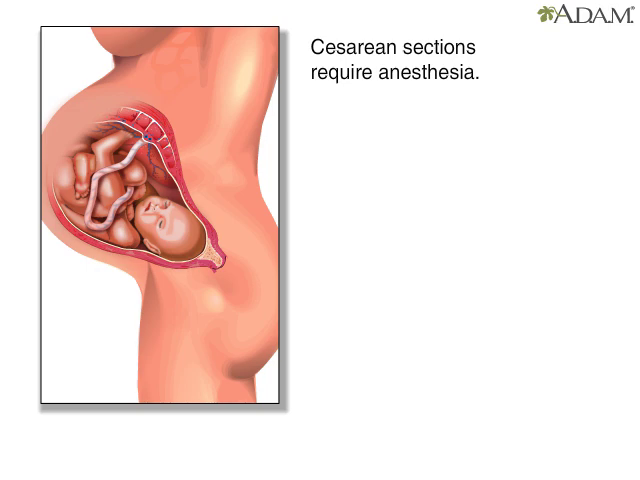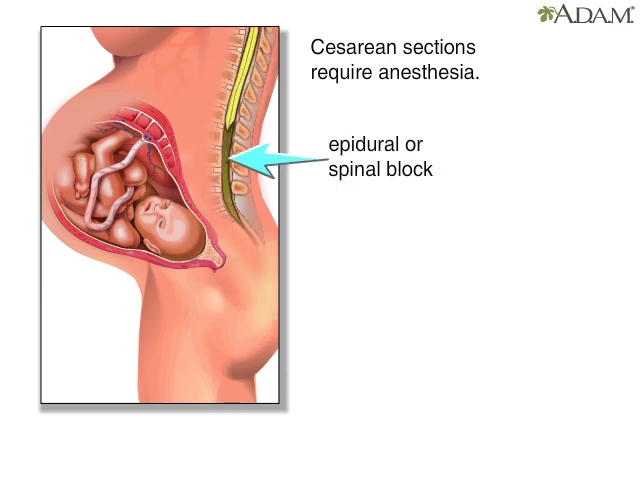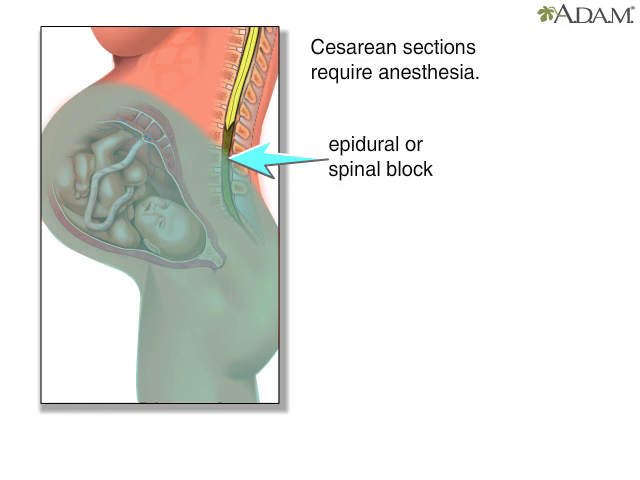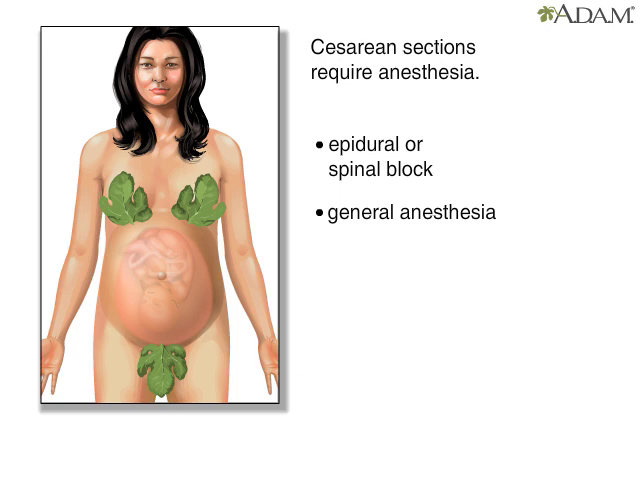Like many surgical procedures, cesarean sections require anesthesia. Usually, the mother is given an epidural or a spinal block. Both of these will numb the lower body, but the mother will remain awake. If the baby has to be delivered quickly, as in an emergency, the mother may be given a general anesthetic, which will make her fall asleep.